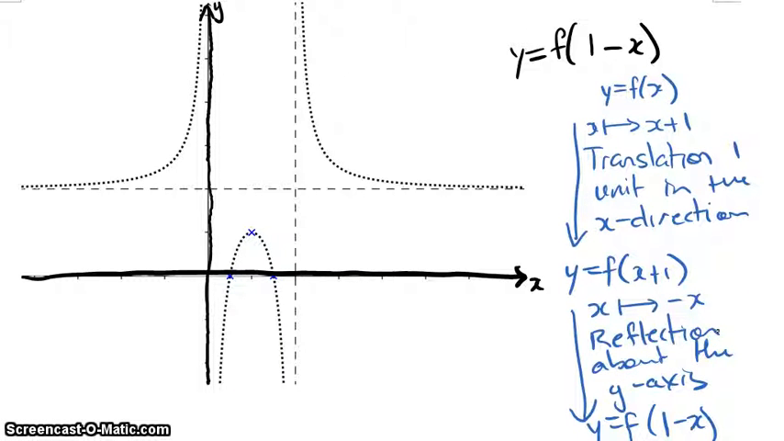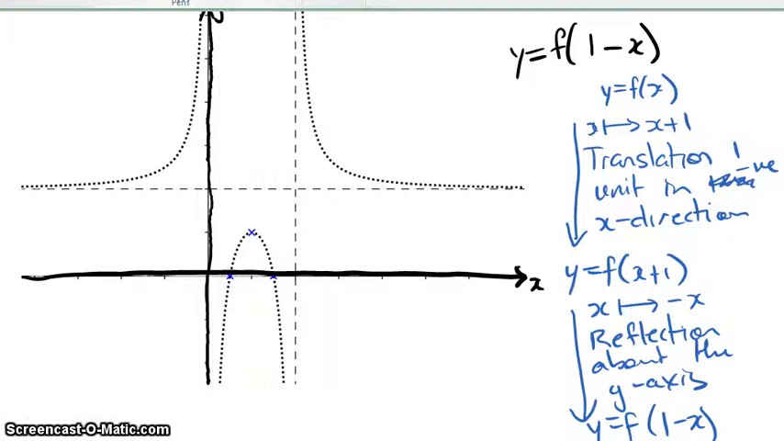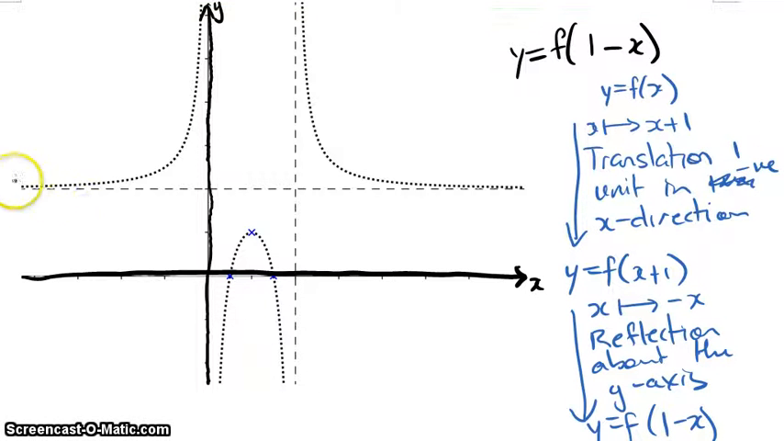Okay, let's start with the first one. Let's just translate everything 1 unit in the negative x direction. The nice thing is, some stuff isn't going to move. For instance, my horizontal asymptote, y equals a, is still going to be here. So I'm still going to have this asymptote, y equals a.